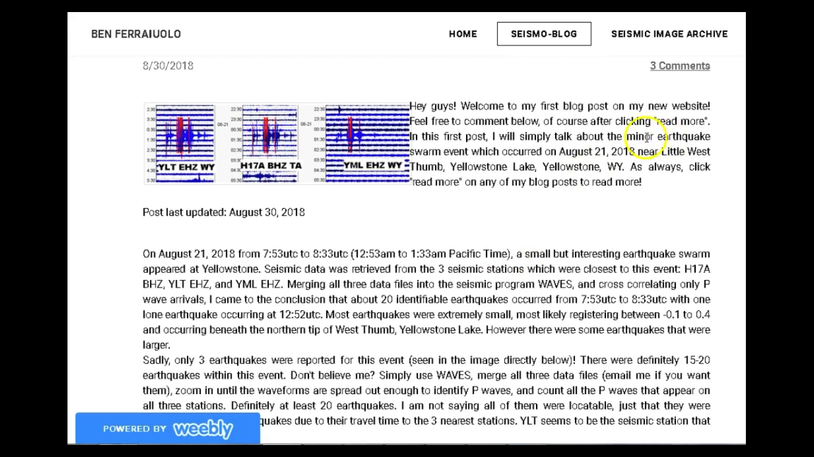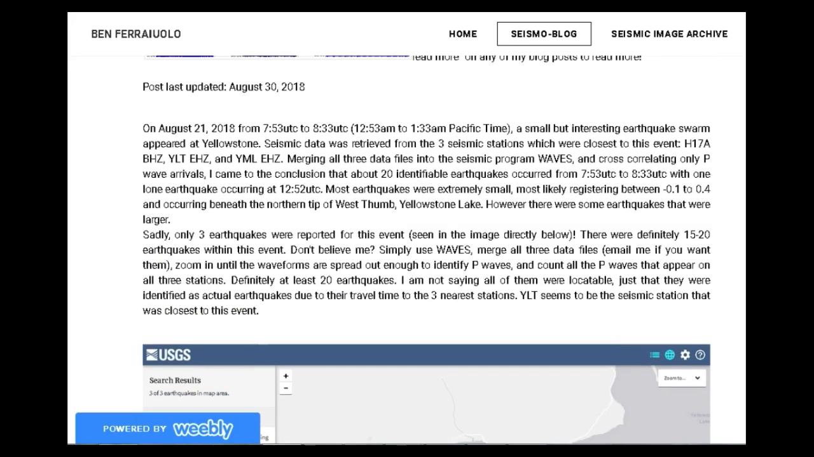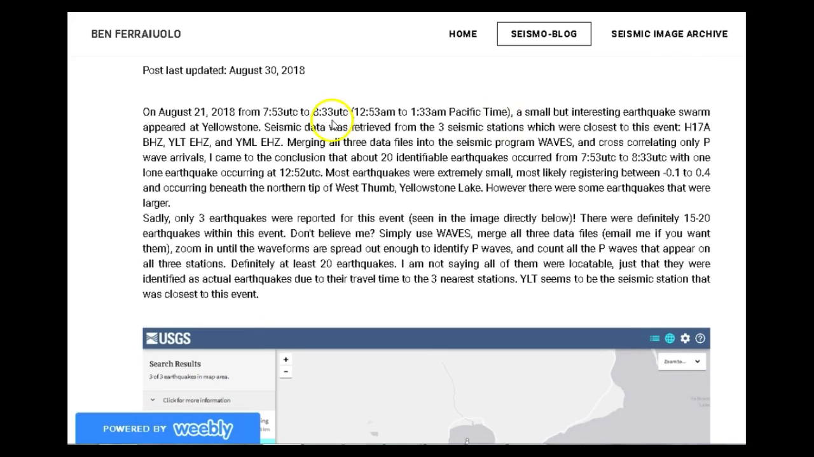I will simply talk about the minor earthquake swarm event which occurred on August 21st, 2018, near Little West Thumb, Yellowstone Lake, Yellowstone, Wyoming. As always, please click read more on any of the blog posts to read more, or you could always click the title. On August 21st, 2018, from 7:53 UTC to 8:33 UTC, 12:53 a.m. to 1:33 a.m. Pacific Time, a small but interesting earthquake swarm appeared at Yellowstone.